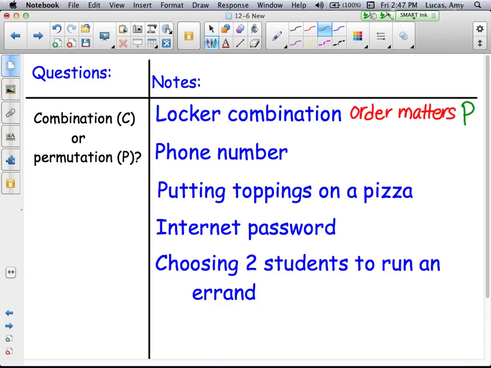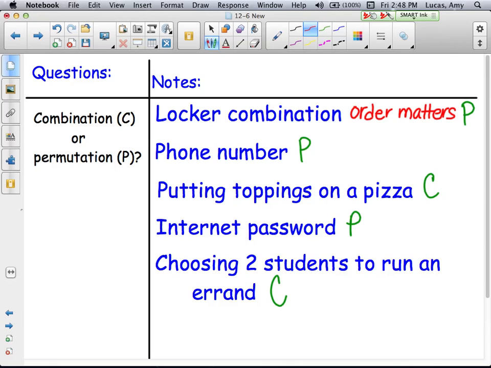Permutation is when order matters. A phone number, absolutely order matters on a phone number. Putting toppings on a pizza? No, that order doesn't matter. If they put on pepperoni and then mushrooms or mushrooms and pepperoni, it doesn't matter. Or sausage and pepperoni, pepperoni, sausage, doesn't matter. That's just a combination. Internet password, absolutely the order matters. Choosing 2 students to run an errand? No, it doesn't matter. If you're choosing 2, it doesn't matter which one you choose first. They're both going to run an errand, the same thing.